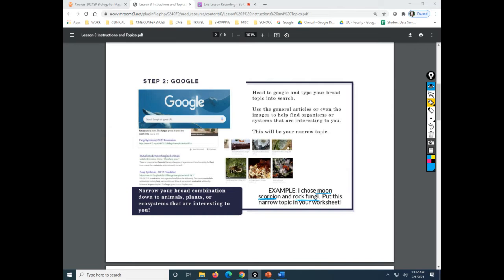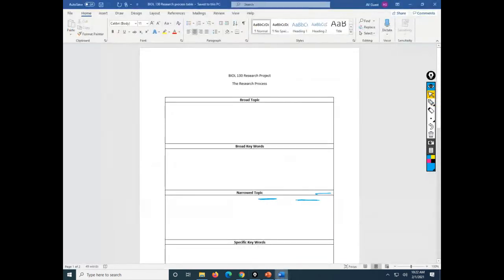Okay, so this is what we want to be doing. On my sheet, the first thing you see are broad keywords. This is literally, what did you Google? Just list your words.